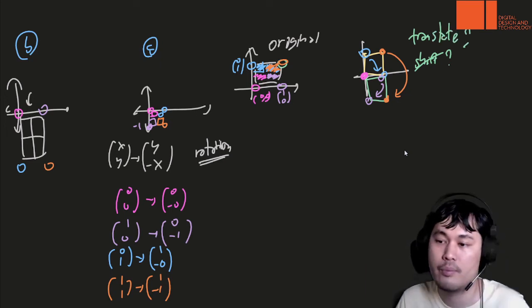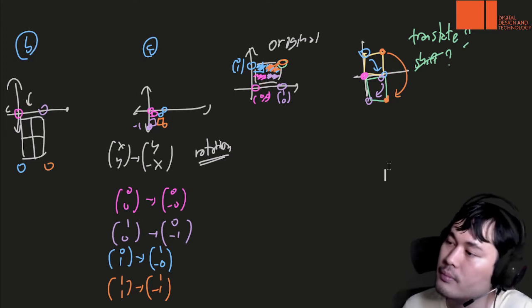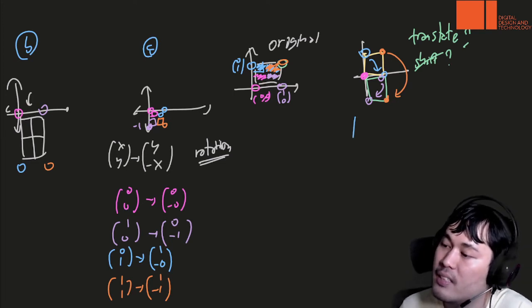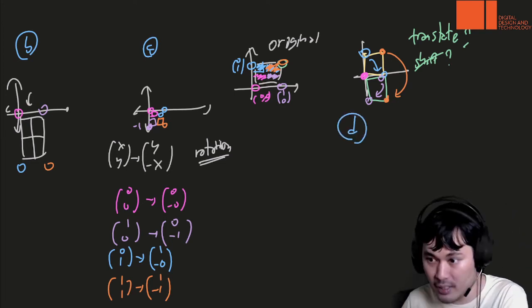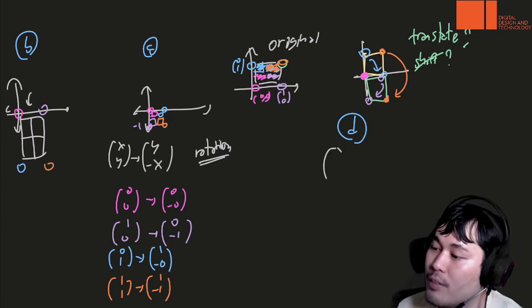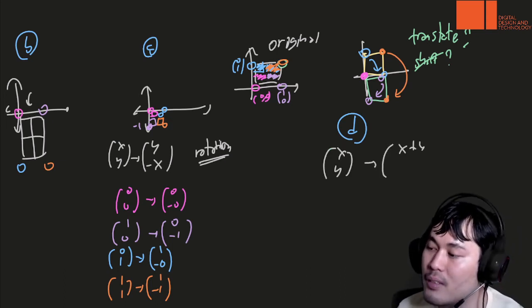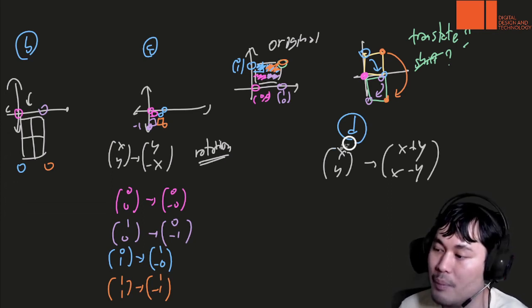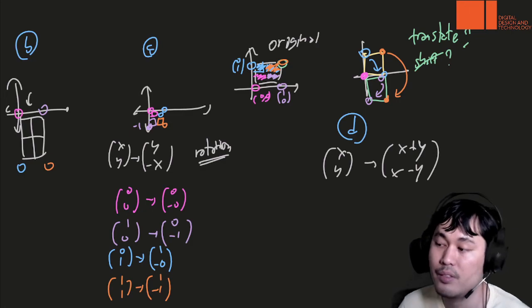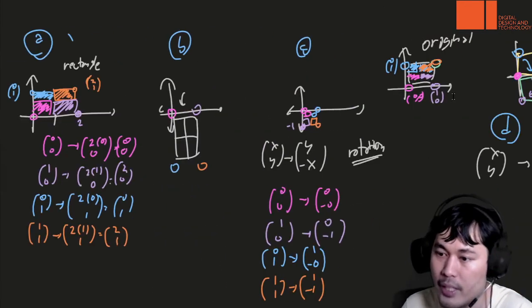Or reflecting. And lastly, we have D. D is an interesting one, right? Because we start from x, y, and we have a mix of x and y. So a point x goes to x plus y, a point y goes to x minus y, right?